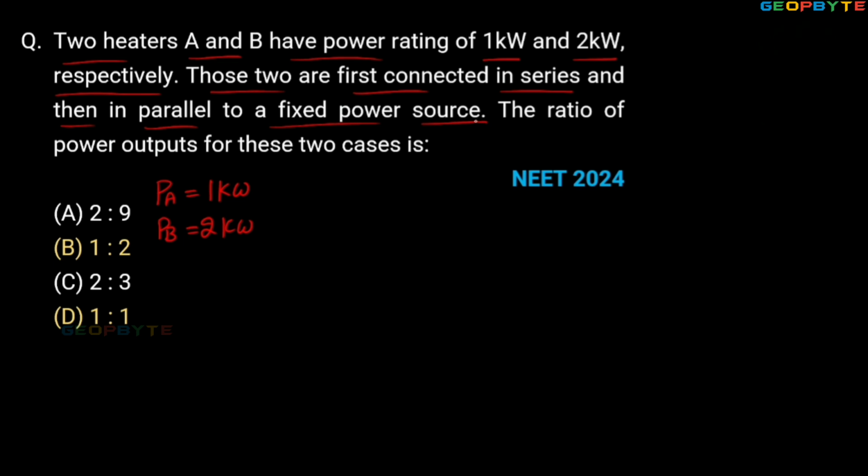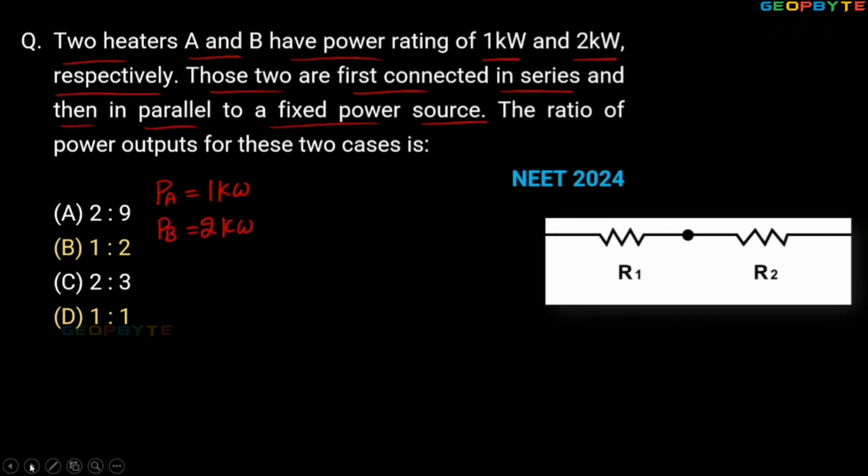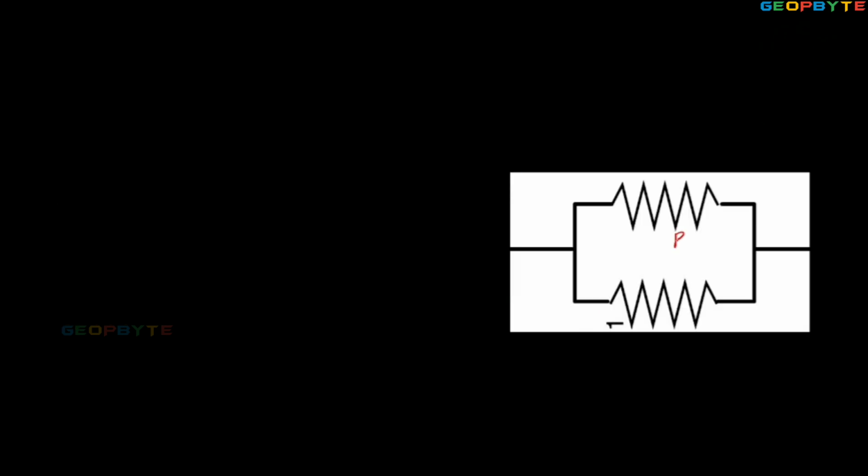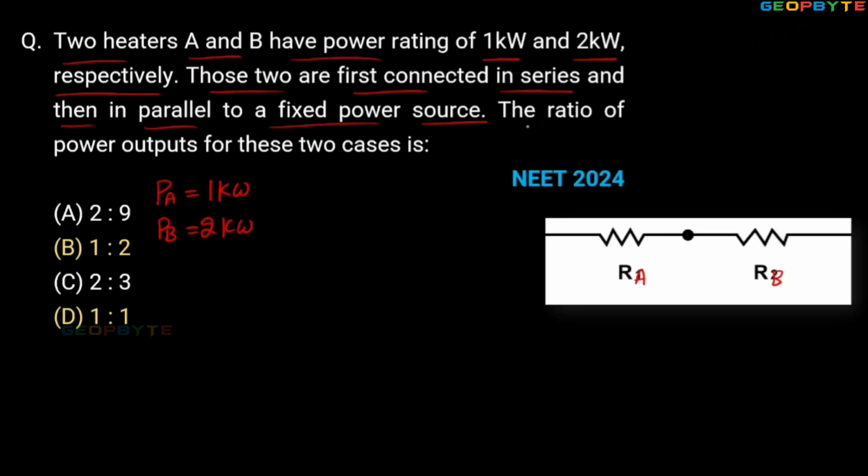They are connected first in series like this. This is the series arrangement with RA and RB, and the parallel arrangement with RA and RB. Then the ratio of power outputs for these two cases is, that means he is asking, power output with the series arrangement divided by power output with the parallel arrangement. For that, we should know the relation between power and resistance.